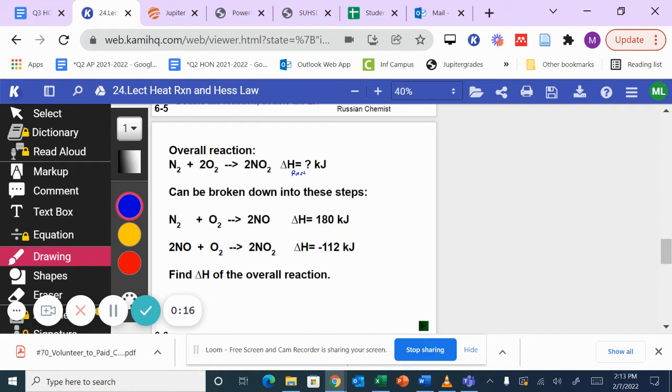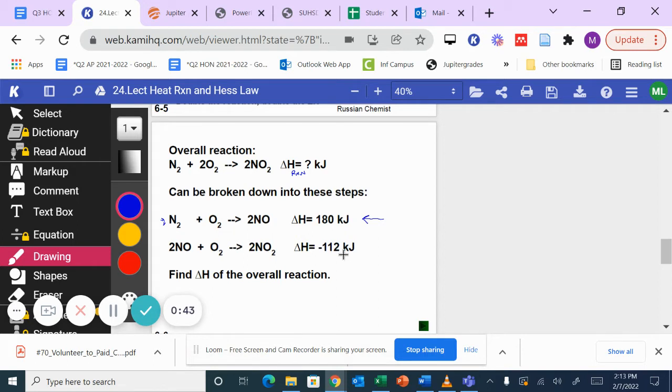delta H RXN. So when we went to the lab, we mixed N2 and O2 right here. And unfortunately, we only got NO, not NO2. And we used up this much heat. This is endothermic. It's positive. So we said, oh, we're going to go back to the lab and turn the NO and mix it with some more O2. And then finally, we got the NO2.